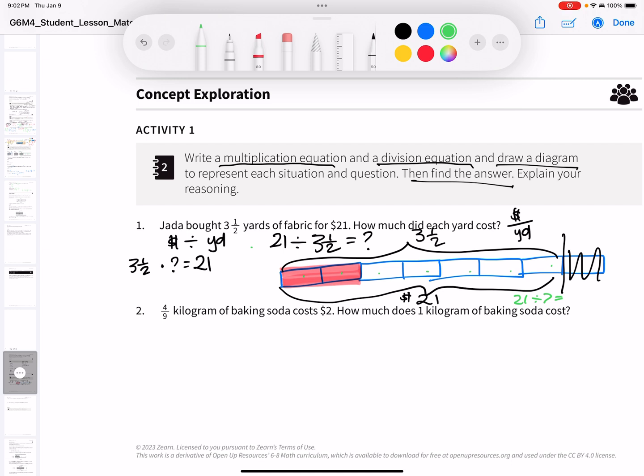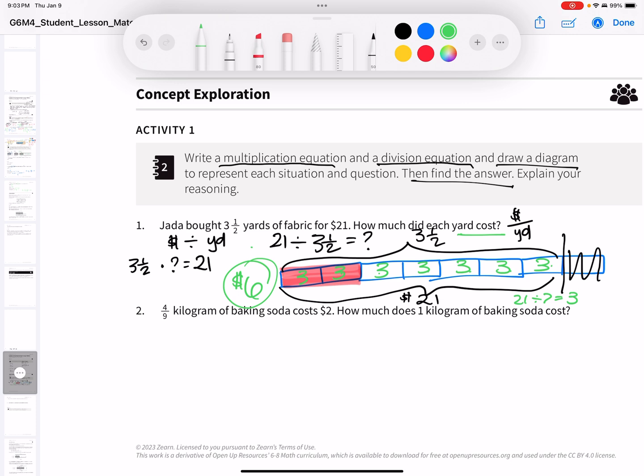Well, 21 divided by 7 is 3. So each one of these should be 3. 3, 6, 9, 12, 15, 18, 21. Okay, so then how much does 1 yard cost? That's our red here. So we would have to do 3 plus 3, or 3 times 2, which is 6. So it costs $6. 1 yard costs $6.